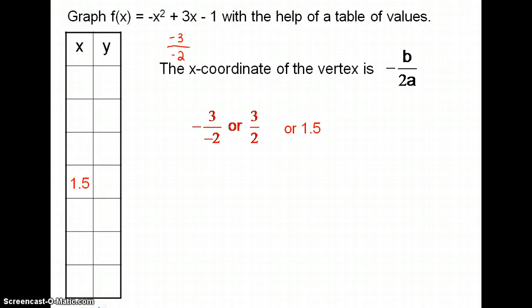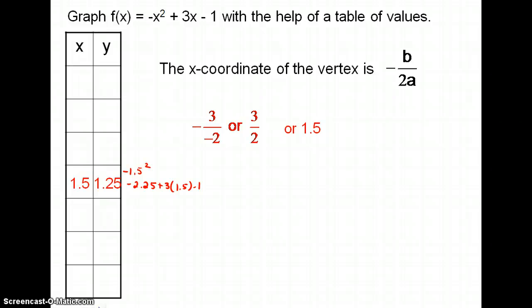Okay, so if we put that in our chart, so now I have to plug 1.5 into here. Now understand that this says the opposite of x squared. So we're going to do 1.5 squared, get that answer, and then take the opposite of that. So 1.5 squared, using your calculator, is 2.25, and then we're going to take the opposite of that. So it's negative 2.25 plus 3 times 1.5 minus 1. And when you type all that into your calculator, you're going to get 1/4.